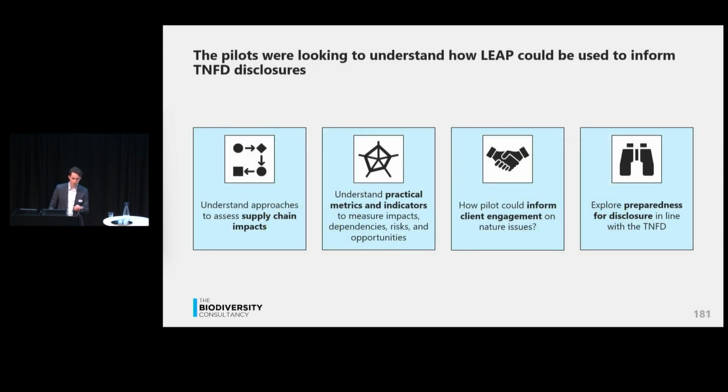In terms of what they were looking to understand, the first was how can we assess not just our direct impacts but any supply chain impacts? Is that possible? Yes or no? Understand what metrics, data sources, tools, and indicators we can use to measure impacts, dependencies, risks, and opportunities. Therefore, what are the questions we need to be asking our portfolio companies, and what extent of disclosure would we currently be able to deliver under TNFD or related frameworks?